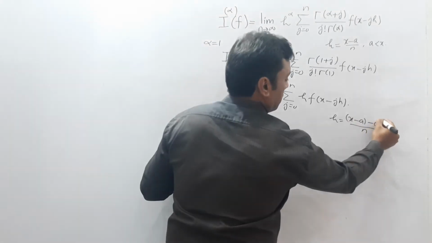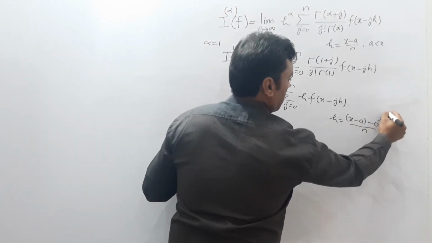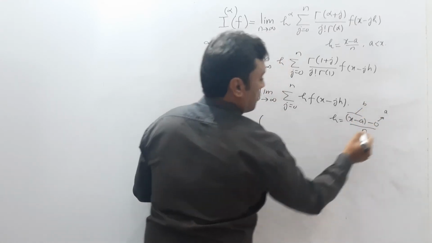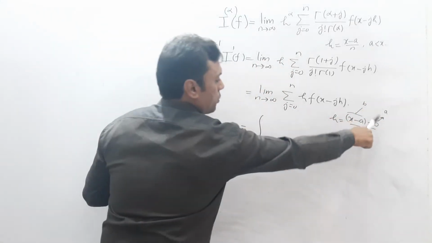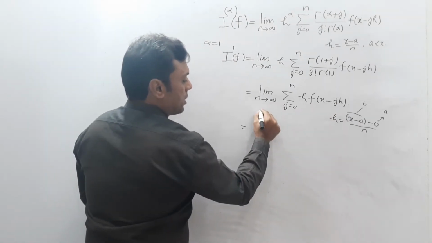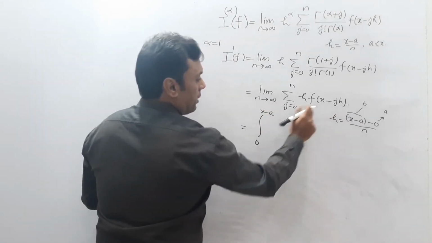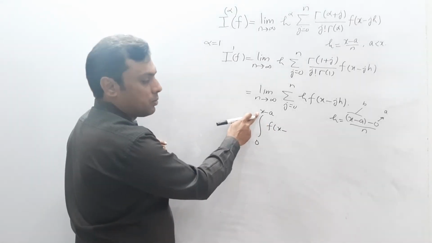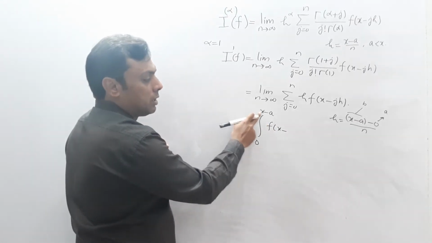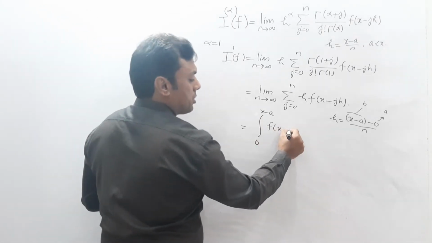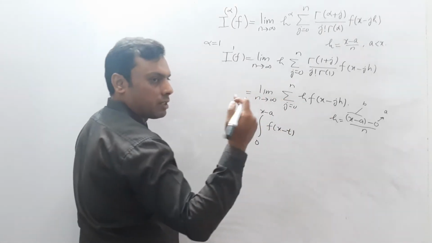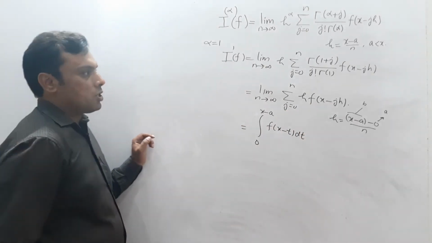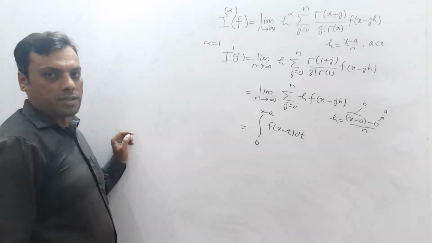This is my a and this thing is b, so b minus a, so the integral from a to b, where a is 0 and b is x minus a, and this is f of x minus t. Since x is in the limit, it is not a variable here, so we take some other variable, say t, and h, which is the width of each rectangle, represents dt. So this thing turns out to be this thing.